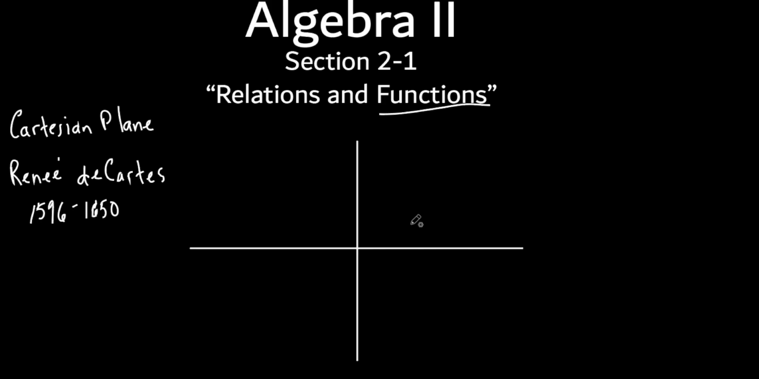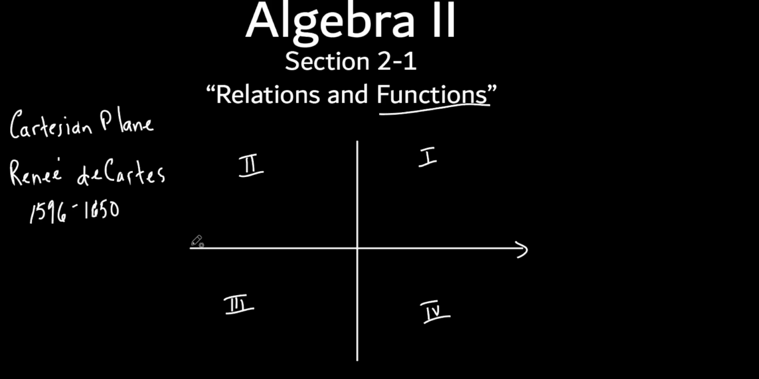This has 4 different regions. What do we call those 4 regions? Quadrants. We call them quadrants, and we number them 1 through 4. And we use Roman numerals to number them. So this top right one is 1, and we go counterclockwise, 2, 3, 4.